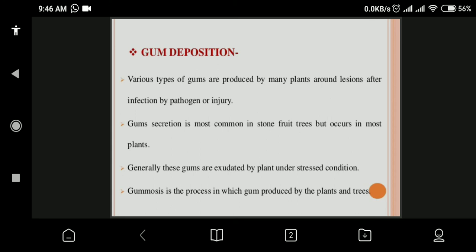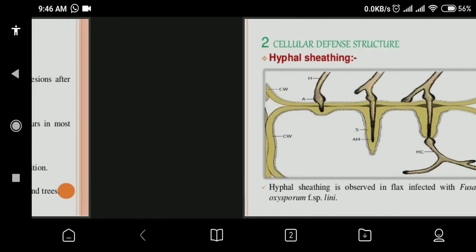Gum secretion is most common in stone fruit trees but occurs in most plants. Generally, these gums are exuded by plants under stressed conditions. Gummosis is the process in which gum is produced by plants and trees.